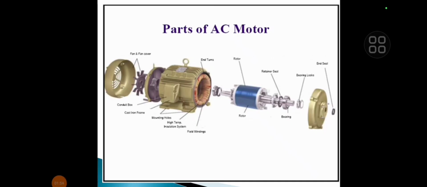Also the fan is connected on the other side of the rotor and the function of this fan is for cooling purpose. This fan exhausts the outside air and circulates it inside the stator and rotor. So this air dissipates the heat, means this air reduces the temperature which is produced because of the I square R loss. Okay.